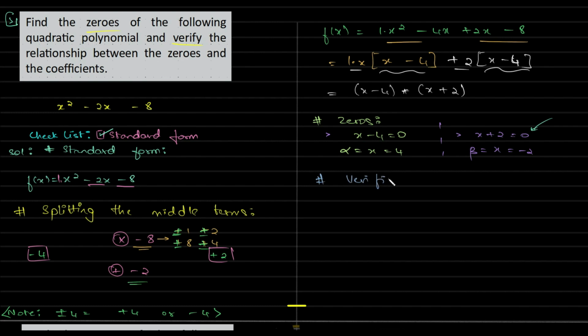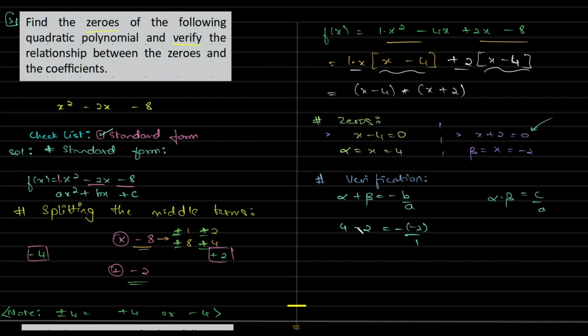At last we have verification. What is it that we are verifying? The relationship between alpha and beta: alpha plus beta is minus b by a, and alpha into beta is c by a. But what are a, b, c? These come from ax squared plus bx plus c, where a is the coefficient of x squared, b the coefficient of x, and c is the constant. So all you have to do is substitute: 4 plus minus 2 is equal to minus of minus 2 by 1. All I did was copy the a and b values and the alpha and beta values and substitute them over here.